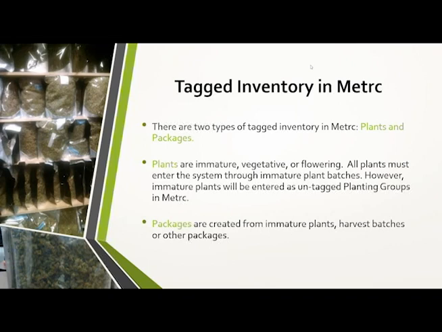But once they do get to a vegetative stage, that tag will stay with it for the life cycle of that plant until it gets to a harvest batch, in which case it'll go to a harvest batch name. Then from there it'll be generated into packages, which are created from either immature plants, harvest batches, or other packages.